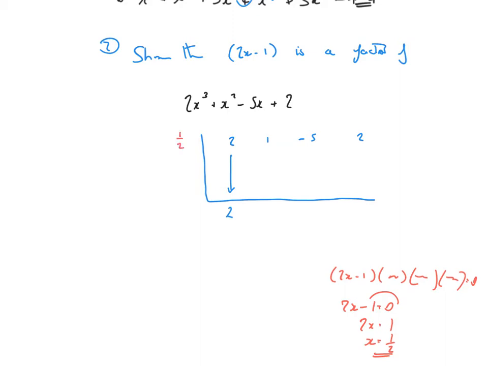Okay, I'll drop the 2 down. It's then 2 times a half is 1. 1 plus 1 is 2. 2 times a half is 1. 1 minus 5 is minus 4. Minus 4 times a half is minus 2. 2 minus 2 is 0. R equals 0. Therefore, 2x minus 1 is a factor.